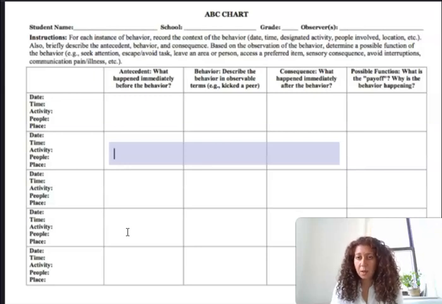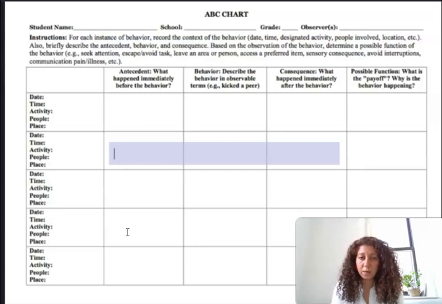So it says here, for each instance of behavior, record the context of the behavior: the date, the time, the activity, who is there, and the location. Also briefly describe the antecedent, behavior, and consequence. We're going to talk about these in a second. And then based on the observation of the behavior, determine a possible function of the behavior. Usually parents are not really asked to find the function of the behavior. Usually it's a BCBA or the therapists working with the child. But just collecting the data is really what I want to focus on today.